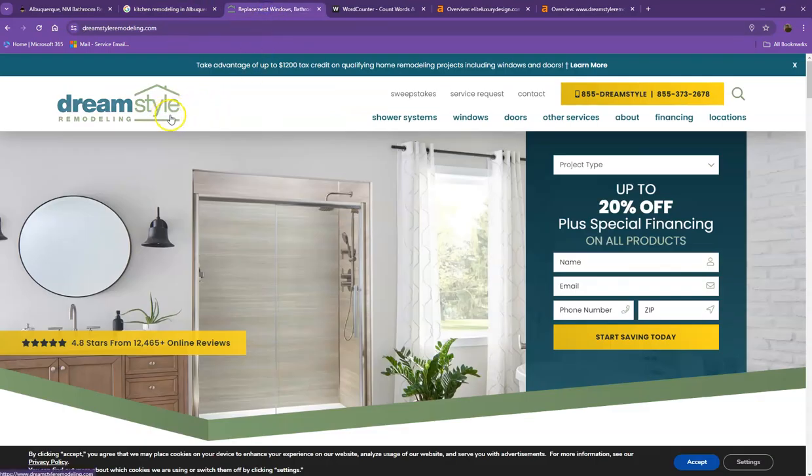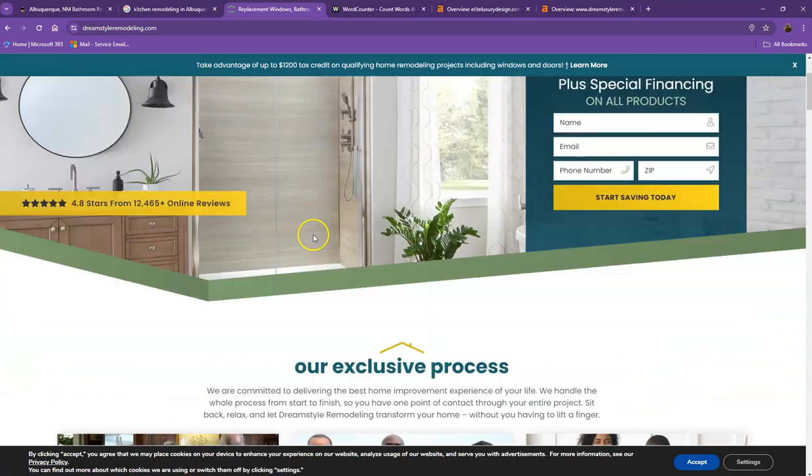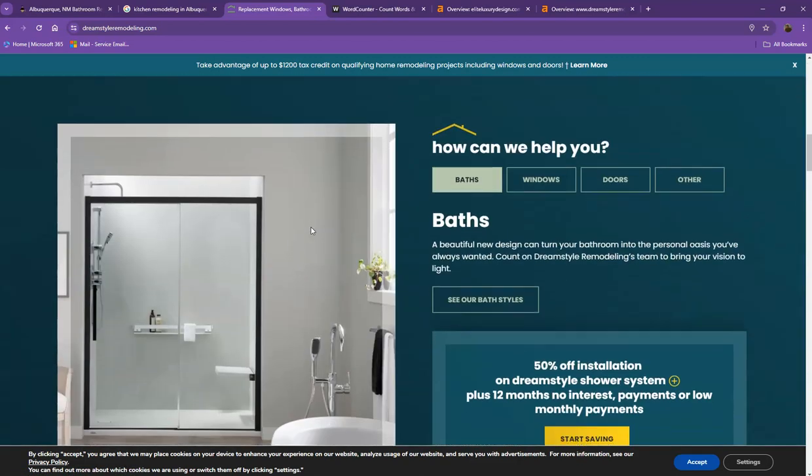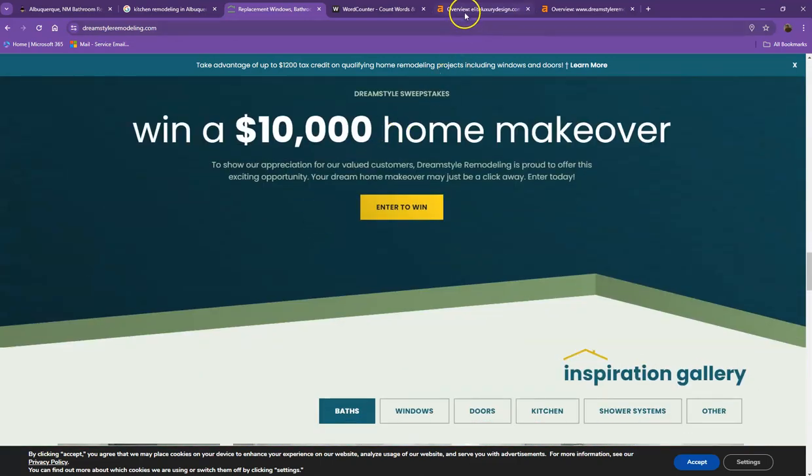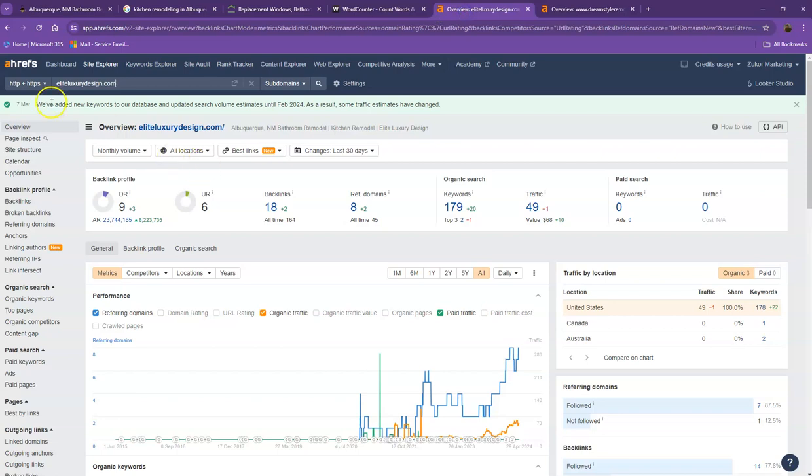Well, for their website, they also have a pretty good website. They have their logo at the top, their call to action. They also have good photos and a good amount of content as well. So let's go ahead and move on to the numbers. We have here Ahrefs, one of the paid tools that we're using for us to have some more information on the back end of your website.